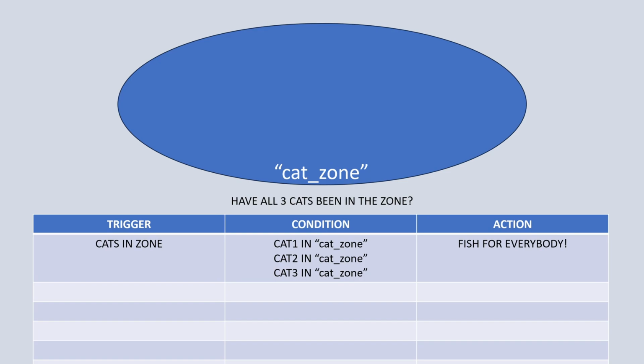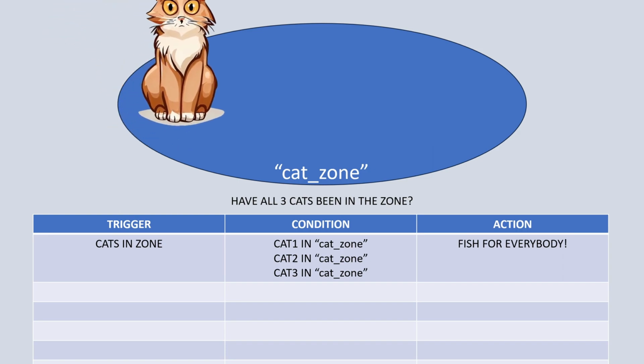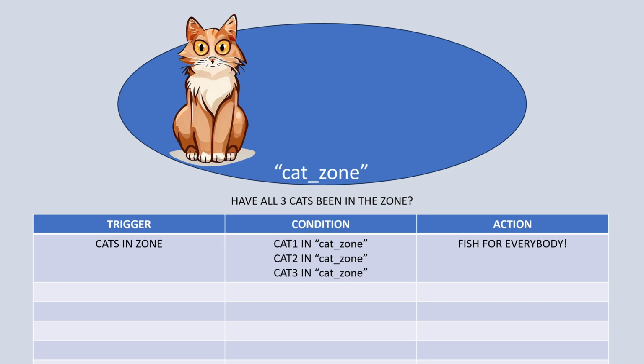This trigger is the same trigger as the one we had in the previous example. But what we want to know is, have all cats been in the zone individually? Has cat 1, cat 2, and cat 3 at any point been inside this zone? Let's check it out. Cat 1 is here.